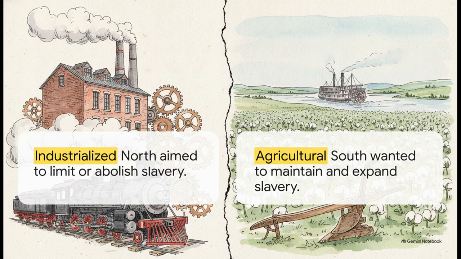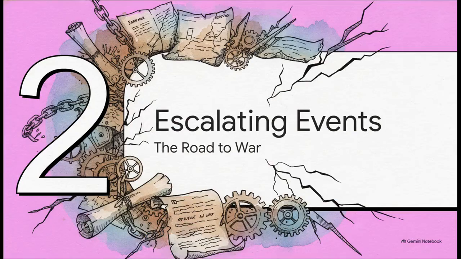But more importantly, Northerners generally wanted to limit the spread of African American slavery, and some absolutely wanted to abolish it completely. Now, in stark contrast, the South remained largely agricultural. Their entire economy was heavily tied to their desire to maintain and even expand the institution of slavery. So the crucial takeaway here is that these differences weren't just background noise, right? Slavery became the absolute focal point of this political crisis, pulling the two halves of the country in completely opposite directions.